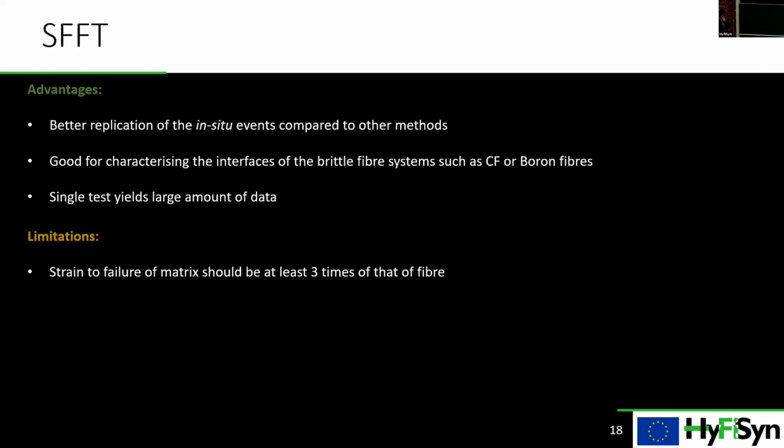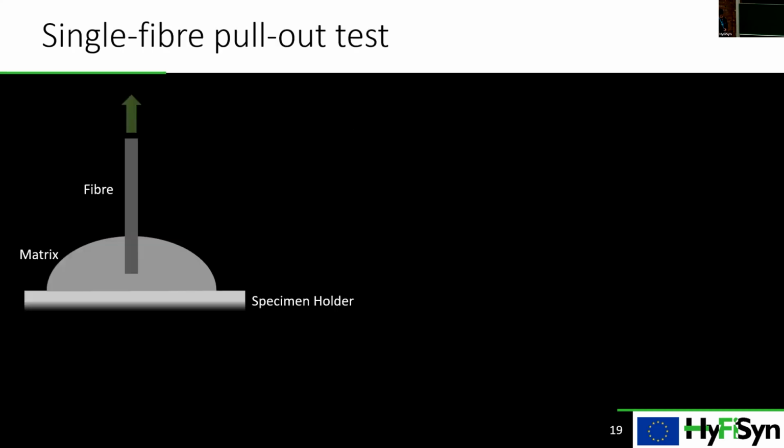But the limitation is that the strain to failure of the matrix should be at least 3 times higher than the fiber. And in order to be able to do microscopy on it, the matrix should also be transparent enough. It is also a time-consuming test, because at every strain increment you have to check how many fragments you have, and you have to probe over the whole length of the specimen.